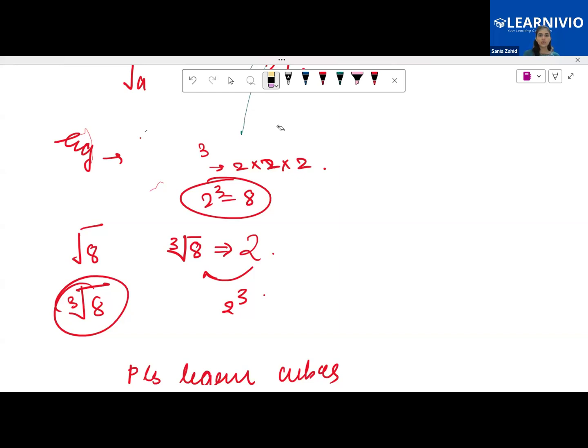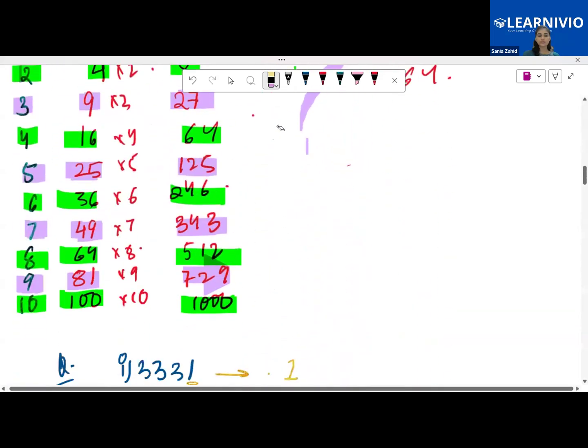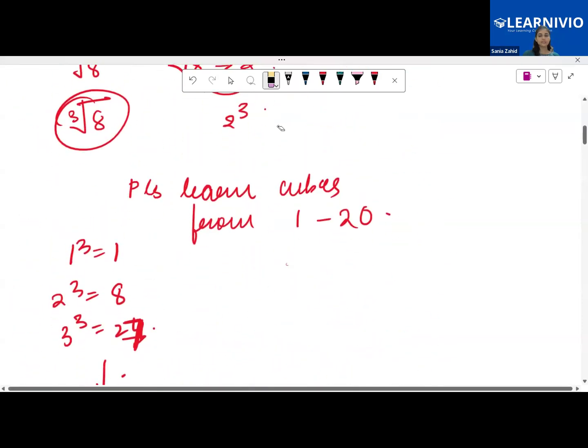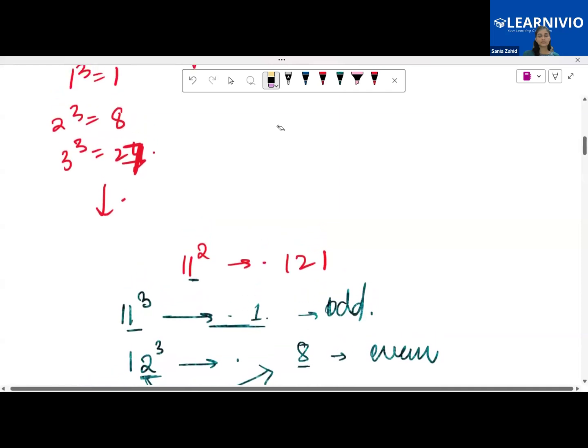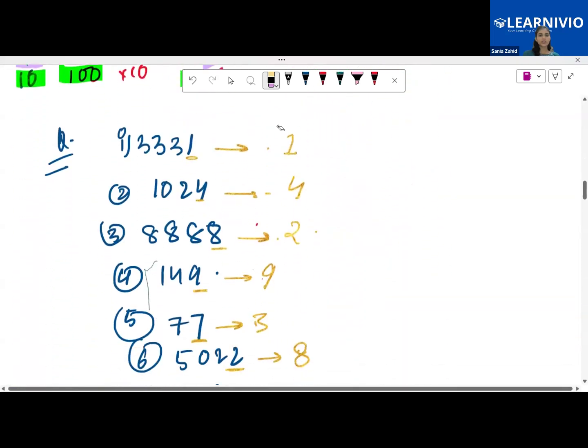Right, then I gave you homework to learn the cubes. Have you learned all the cubes from 1 to 10? Yes, ma'am. Okay, tell me the cube of 8. Ma'am, the cube of 8 is 512. Okay, 512. Very good.